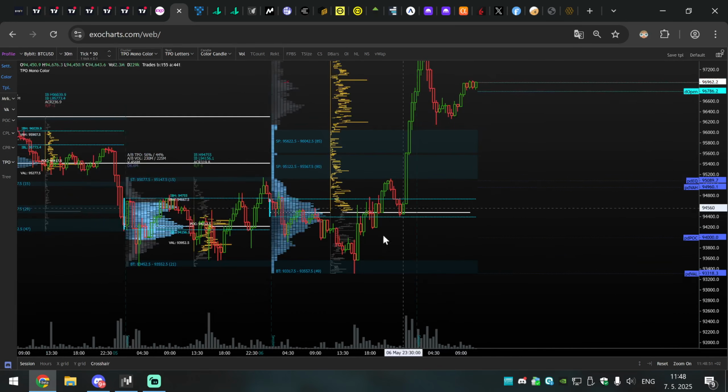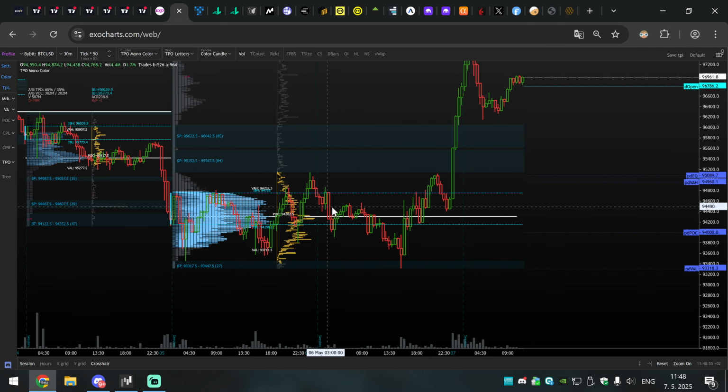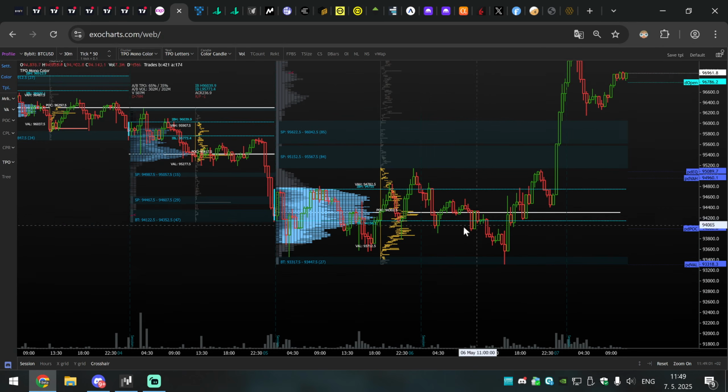92,475, where we also have a lot of trapped shorts. It's even a composite naked POC. Yes, the composite naked POC is a bit lower, below this low. So be aware of both of them. This is today's composite POC.